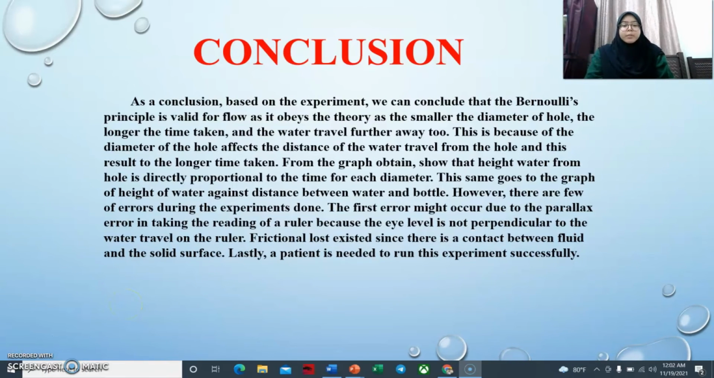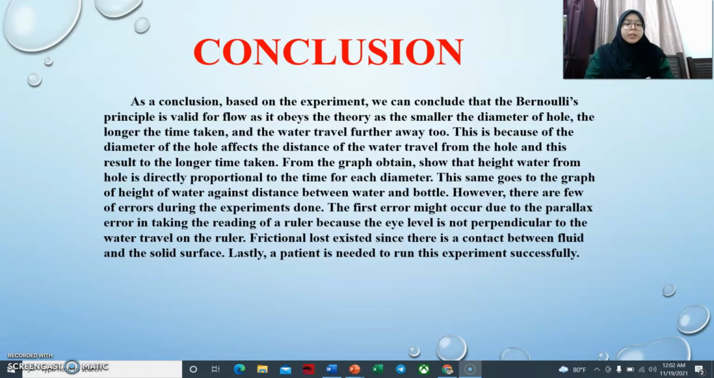As a conclusion, based on the experiment, we can conclude that Bernoulli's principle is valid for flow, as it obeys the theory: the smaller the diameter of the hole, the longer the time taken, and the water travels farther away too. This is because the diameter of the hole affects the distance the water travels from the hole, and this results in the longer time taken.